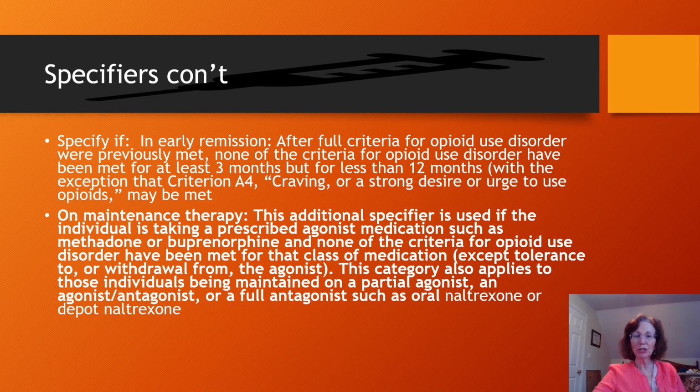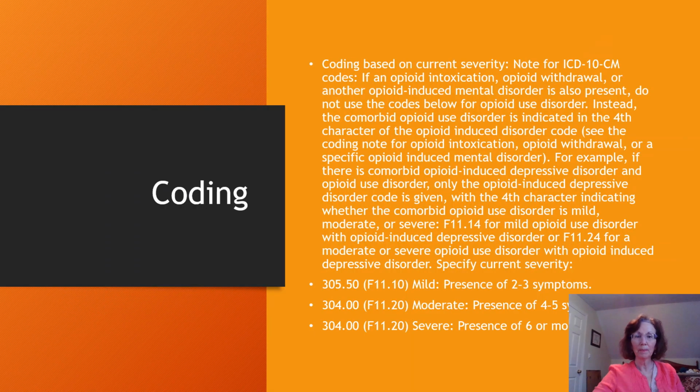In early remission, after full criteria for opioid use disorder were previously met, none of the criteria for opioid use disorder have been met for at least 3 months. 3 months is considered early remission. On maintenance therapy, this is when someone is taking opiates such as methadone or Suboxone. Coding. Coding is based on the current severity.